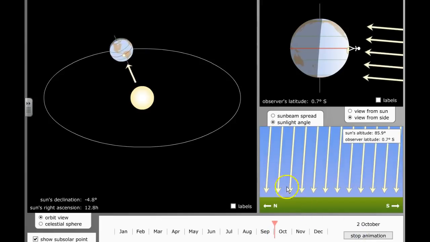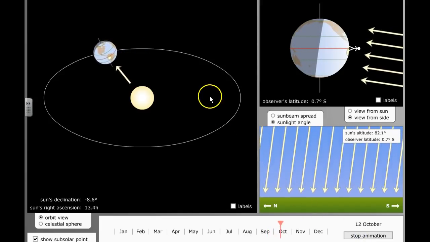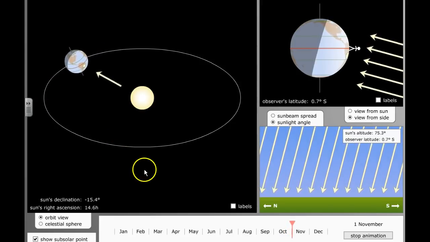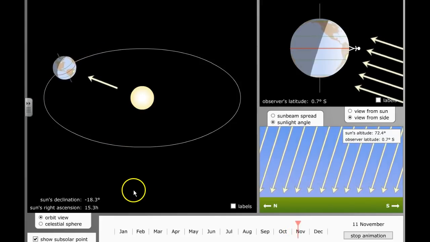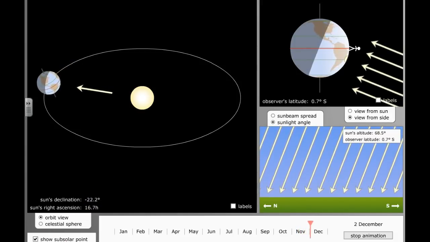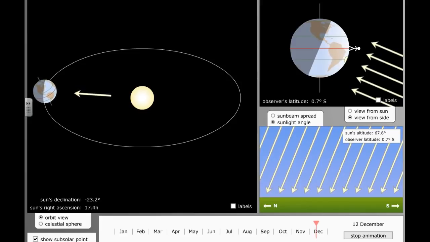Finally, as the Earth revolves around the sun, it moves back into the position for the winter solstice, where the Tropic of Capricorn gets the most direct sunlight. As you can see, my observer, who's still located at the equator, has a lower angle of insolation. We could also say it's a lower angle of incidence, where the sun's rays are not directly overhead for my observer here, who's still at the equator.